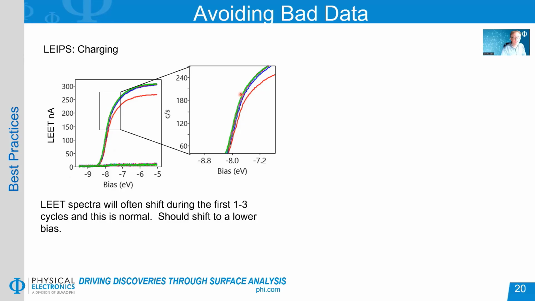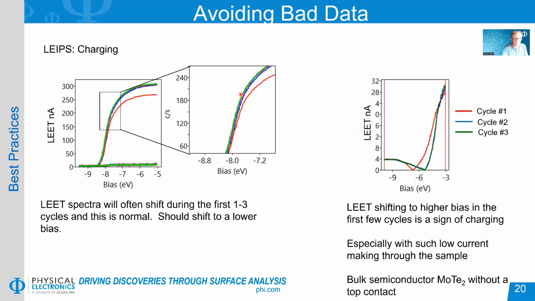When you have charging, you will still get a shift, but it will go in the opposite direction, right? And this makes sense. As you charge the surface up, that surface becomes negatively charged and adds an additional repelling force to the incoming electrons. And so you're able to completely shut off electrons being transmitted into the sample at a lower bias when your system charges up.